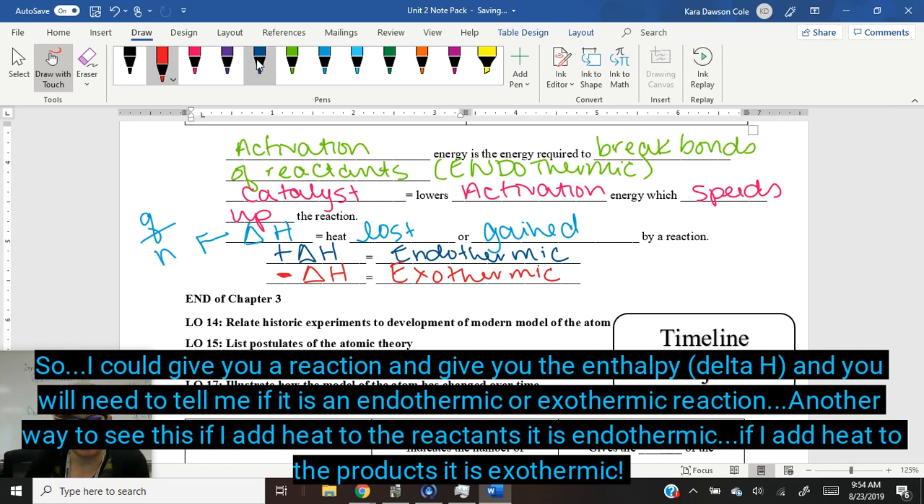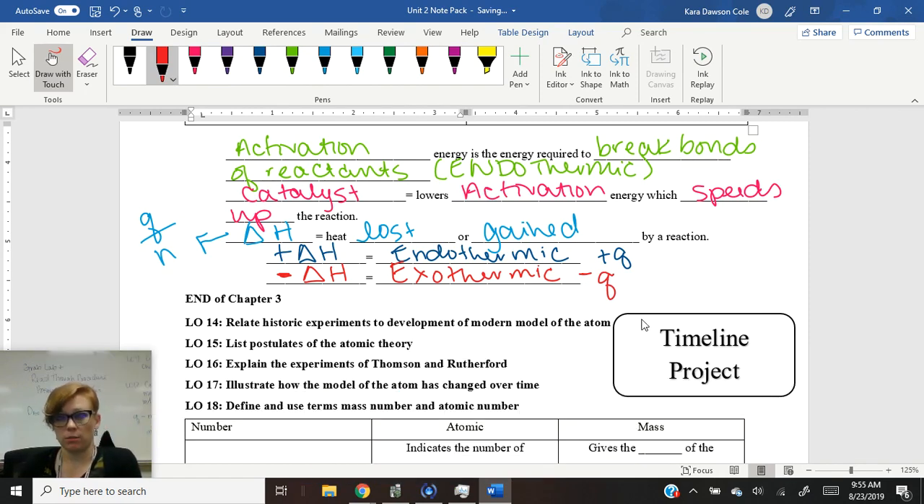You can look at these and say, okay, if delta H is positive, then Q is positive, and if delta H is negative, then Q is negative. That is the difference between endothermic and exothermic reactions. You should be able to draw an energy diagram labeling the axes, activation energy, reactants, products, and the enthalpy of the reaction. Delta H is enthalpy. I think that's one thing I forgot to mention: this is the enthalpy of the reaction. It's enthalpy, but it means heat. It's the heat gained or lost by the reaction. All right, and that is the end of chapter 3.